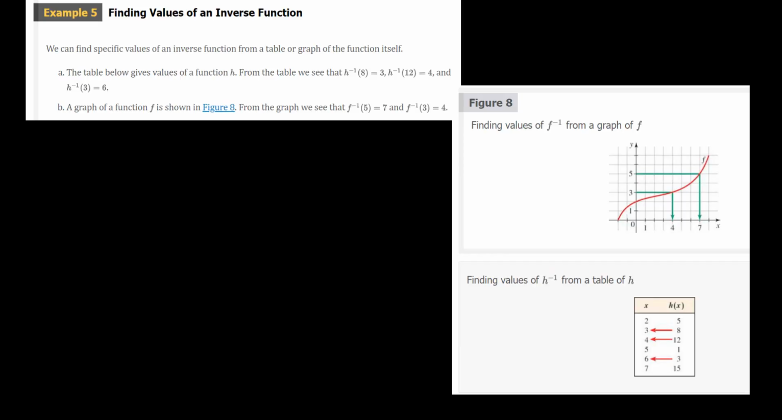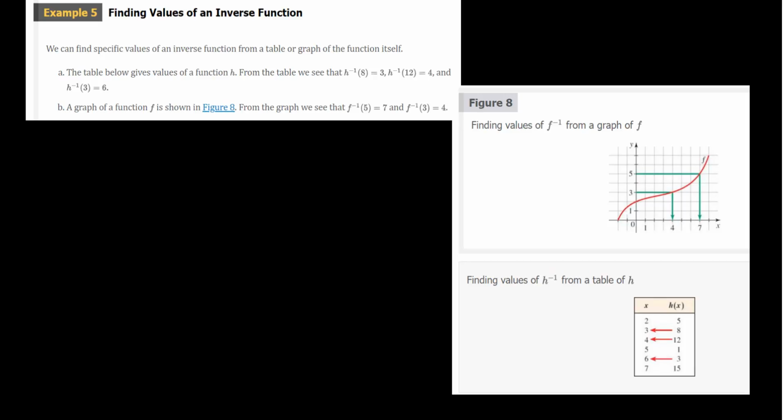We see that 8 does indeed map to 3, and then we can see that for the other examples as well. h inverse of 12 is equal to 4, and I'm sure the last one would be 3 to 6. Okay, so again, similar to the last problem, you just work things backwards, similar to the word itself, inverse. You just move things backwards.